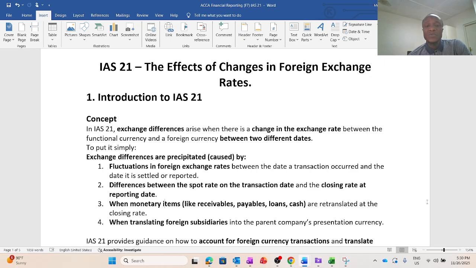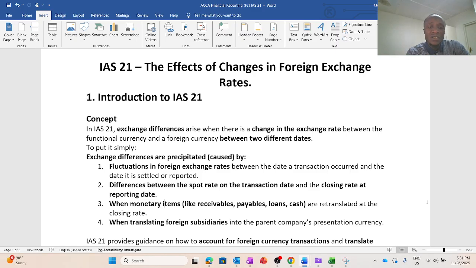Another reason is the difference between the spot rate on the transaction date and the closing rate at the reporting date. When we look at it further, we have different categories of items that we are going to retranslate at the reporting date, and we have a separate category of assets that we are not going to retranslate at the reporting date. Also, another reason is when monetary items like receivables, payables, loans, and cash are retranslated at the closing rate.